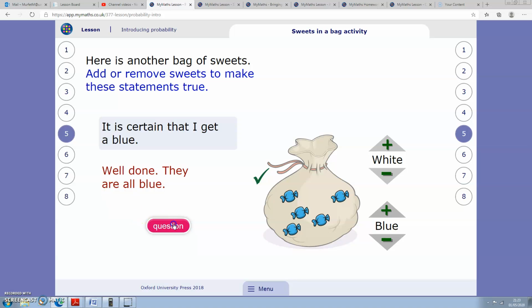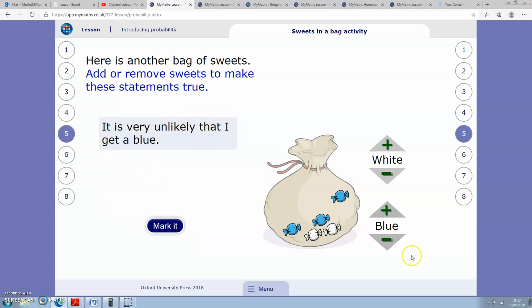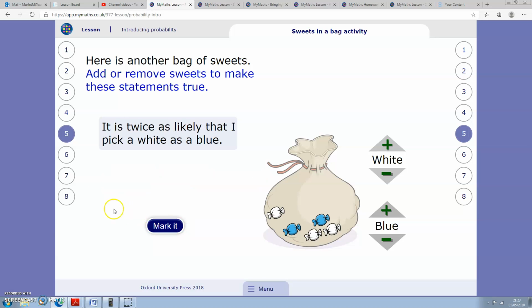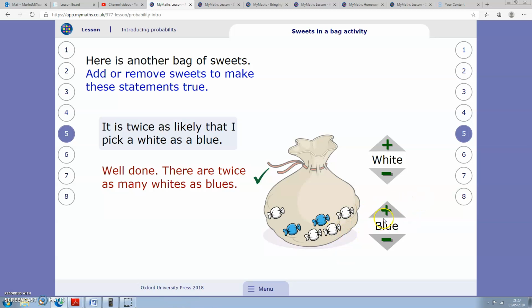They are all blue. It is very unlikely that I get a blue. So I don't want many blues this time, and I want a few more whites. Okay. And the last one. It is twice as likely that I pick a white as a blue. So if I've got 2 blue, I need twice as many white as I've got blue. It's twice as likely. Okay.